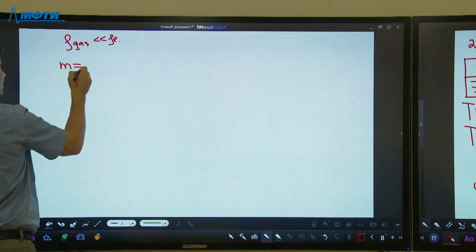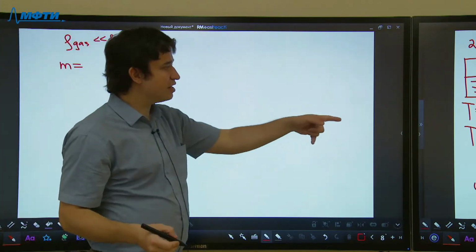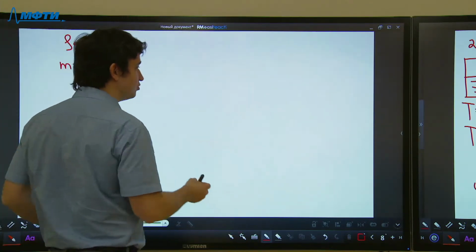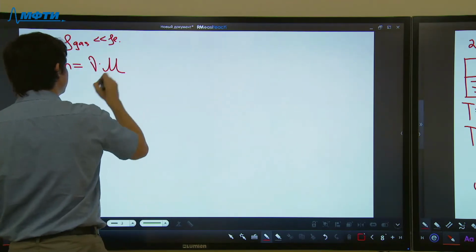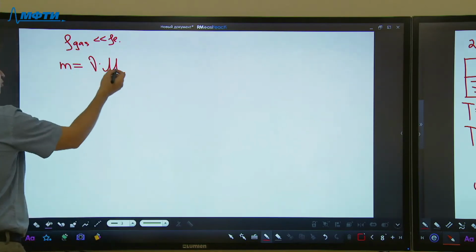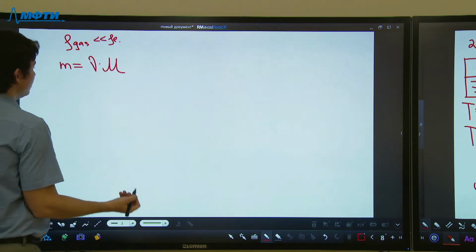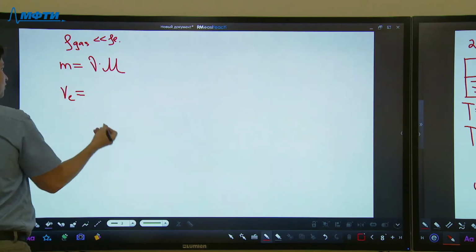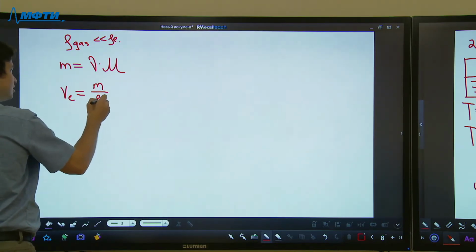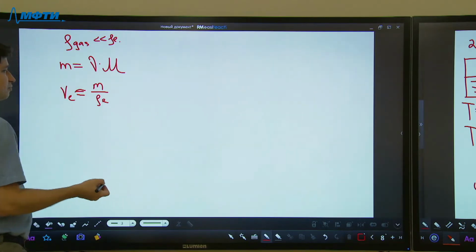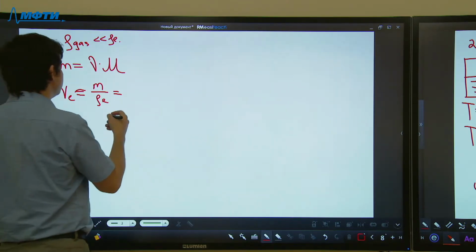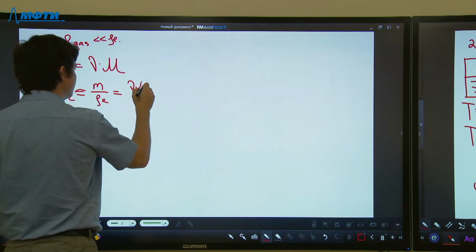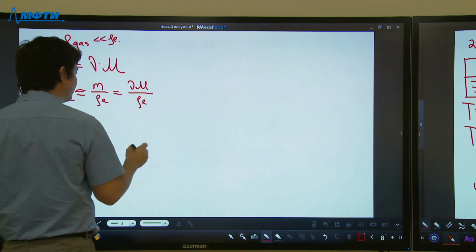First, we determine the mass of ether. Mass is equal to the amount of matter multiplied by molar mass, which is given in our problem: nu times capital M. Then that means that the volume of the liquid is m over the density of liquid. This is approximate, but the accuracy of this approximation should be sufficient for our purposes. So m over the density of liquid, so that would give me nu M over rho liquid.